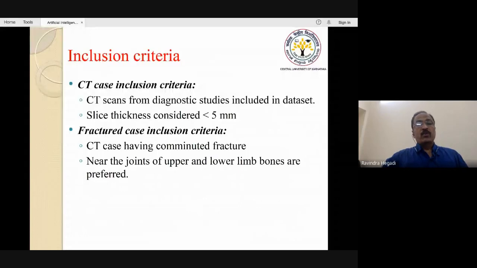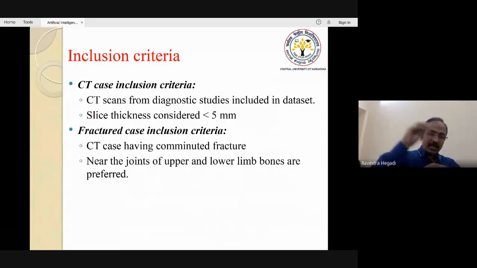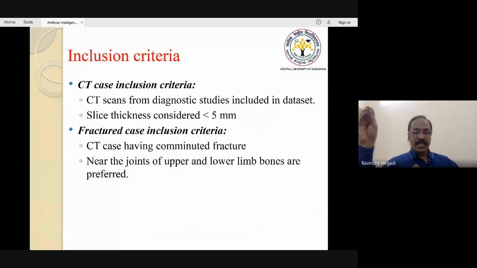Then what kind of inclusion criteria did we follow? We used CT case inclusion criteria. CT cases from diagnostic studies, whatever we have collected, all of that we have included in our database. Diagnostic studies have been conducted for them. We have not simply included all the images. We have conducted studies over them using the experts, and then we have included them.